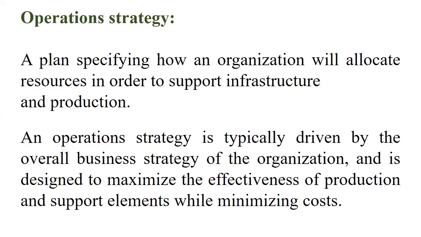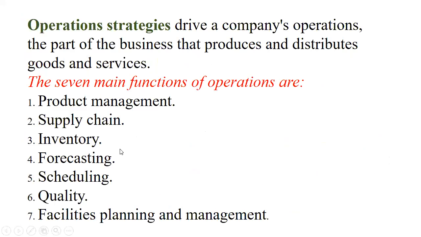So here, mostly operations strategies we are going to see. We drive operations, the part of the business that produces and distributes goods and services. The seven main functions of operations are product management, supply chain, inventory, forecasting, scheduling, quality, and facilities planning and management.